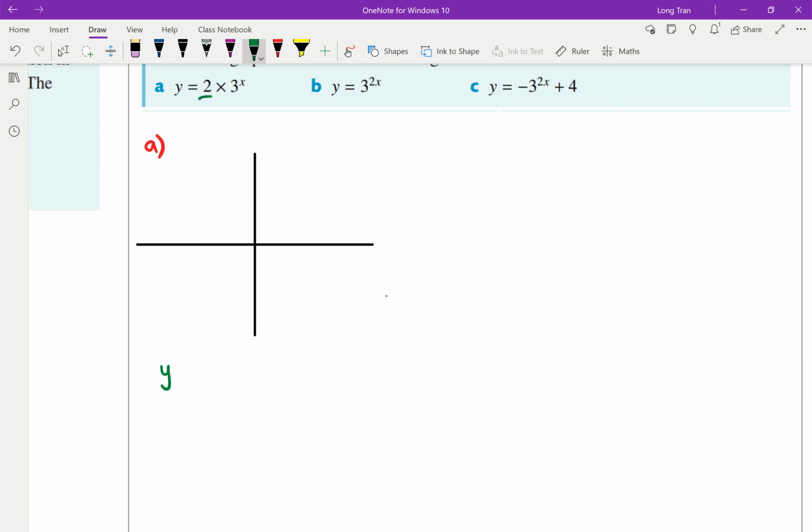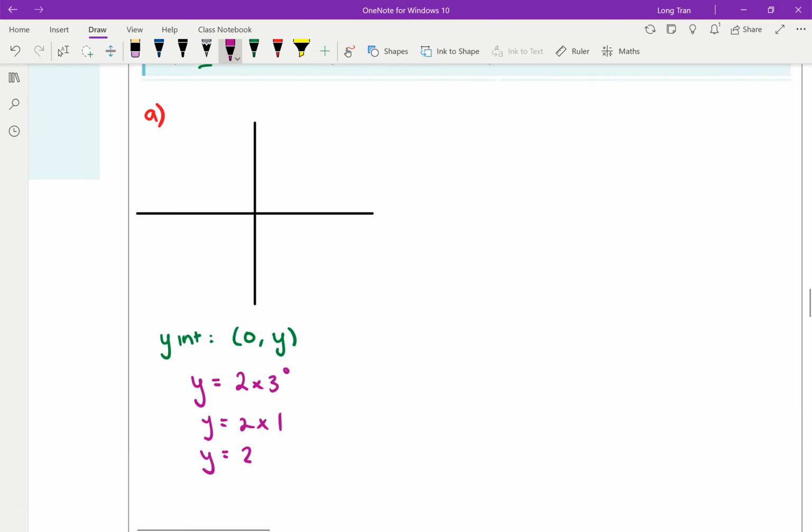So it just means I'm going to find my y-intercept. So that's when x equals 0, and we're going to solve for y. So that tells me y is equal to 2 times 3 to the power of 0. 2 times 3 to the power of 0 is 1, so then 2 times 1 is 2. So that tells me that the y-intercept must be then at 0, 2.